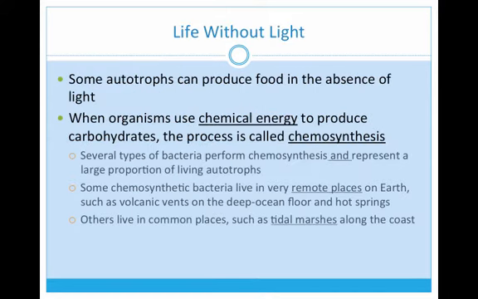Now, some things produce food without any light available. These things live where sunshine can't penetrate, like the depths of the ocean. When organisms use chemical energy to produce carbohydrates, they do it through a process called chemosynthesis. There are several types of bacteria that perform chemosynthesis, and they represent a pretty large portion of living autotrophs. There are a lot of these things. We just don't interact with them in our day-to-day lives, so we don't think about them. Some chemosynthetic bacteria live in very remote places on Earth. That's why we don't interact with them.